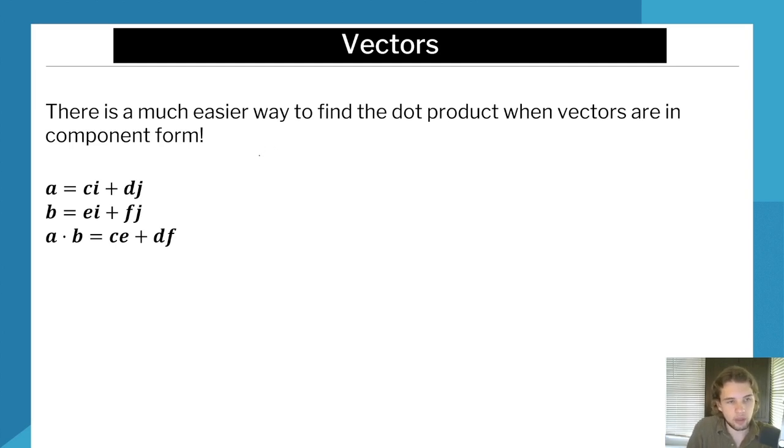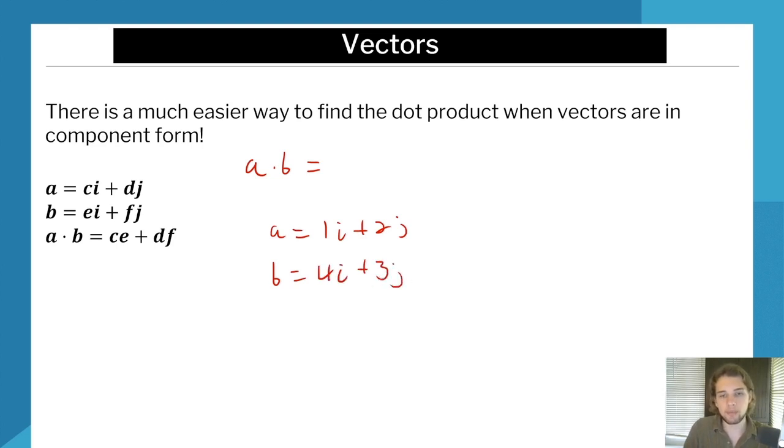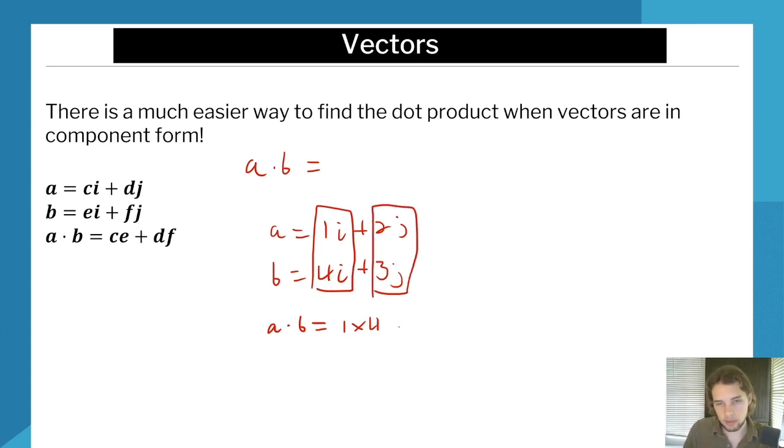So if I want to get the dot product of A and B, I can just multiply each of their components and then add the sum of all that together. Here, let's say A is equal to 1i plus 2j, and B is equal to 4i plus 3j. Then the dot product of A and B we can very quickly find: we just do 1 times 4, multiplying these elements, and then 2 times 3, multiplying those elements.